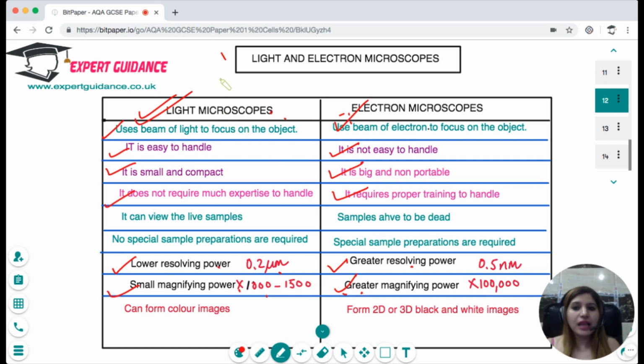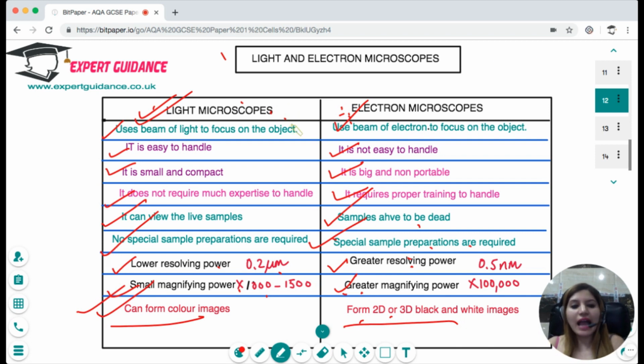and chloroplast. But for the light microscopes, you can view the live samples and you do not require special preparation of the samples. But for the electron microscopes, the samples have to be dead, and we require some special sample preparations. Light microscope, we can just see the color images. We can stain the sample and see the color images. Whereas electron microscope, it can form 2D and 3D, but the images are black and white. Okay, so I hope this difference between the light microscope and the electron microscope is crystal clear to you. Okay, so make sure you can write the similarities and the differences between the two.